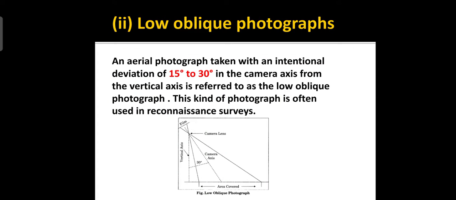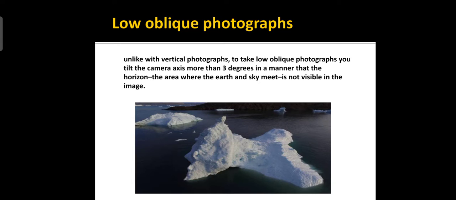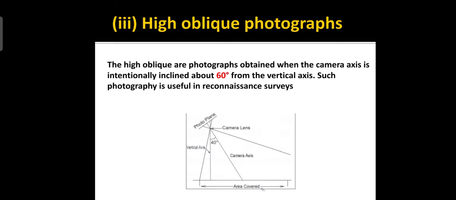Now low oblique photographs. In these photographs, the two axes, the camera axis and the vertical axis, make an angle of 15 to 30 degrees. If the angle between the camera axis and vertical axis is 15 to 30 degrees, we call it a low oblique photograph. This kind of photo is often used in reconnaissance service, that is, military services. Here we can see a low oblique photograph. Unlike the vertical photograph, to take low oblique photographs you tilt the camera axis more than 3 degrees, in a manner that the horizon, the area where the earth and sky meet, is not visible in the image.